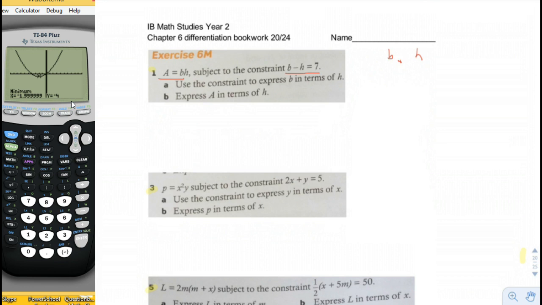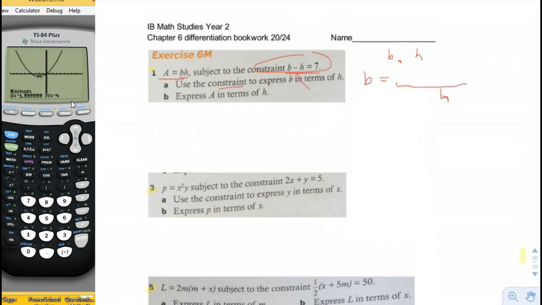You use this in problems where you say something like, you have a certain amount of fence, and you would like to enclose the largest amount of area with this amount of fence. In this case, we don't actually know what's going on, but it looks like an area equation, and then the difference between the 2 sides of the rectangle is 7. Okay, so use the constraint to express b in terms of h. So b in terms of h means you're going to have b equals something with h in it. Doesn't matter how it looks as long as there's only h in terms of variables there.